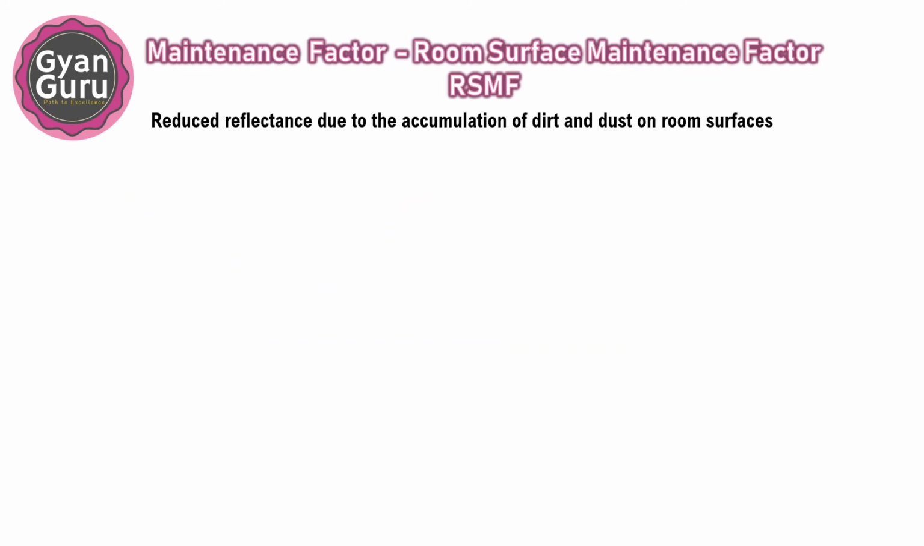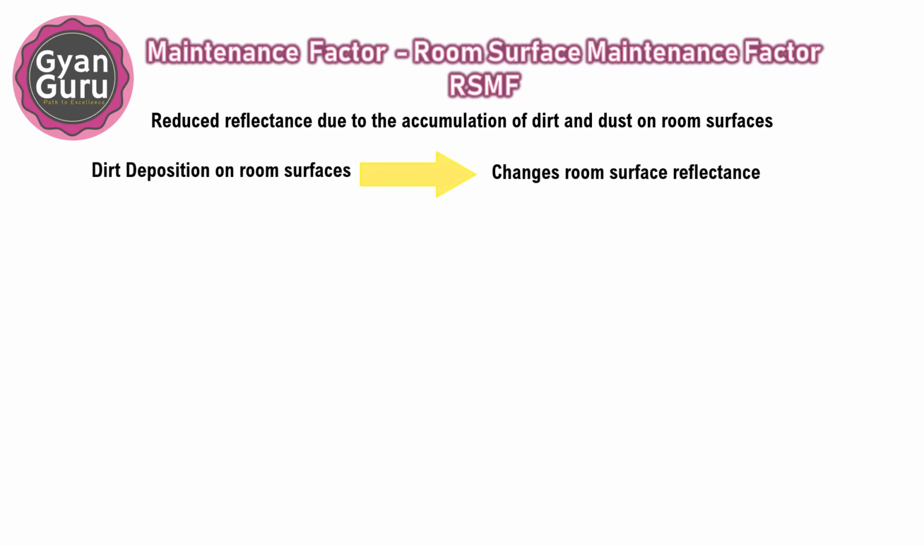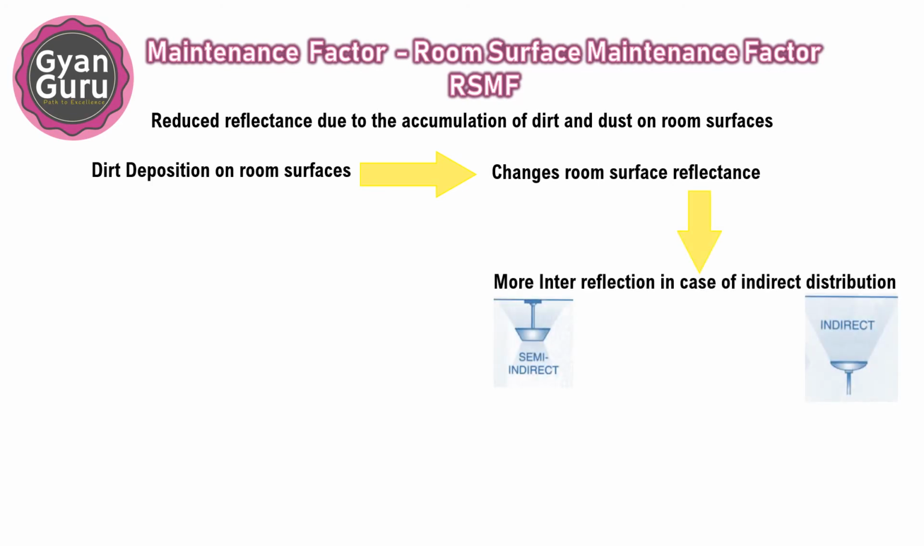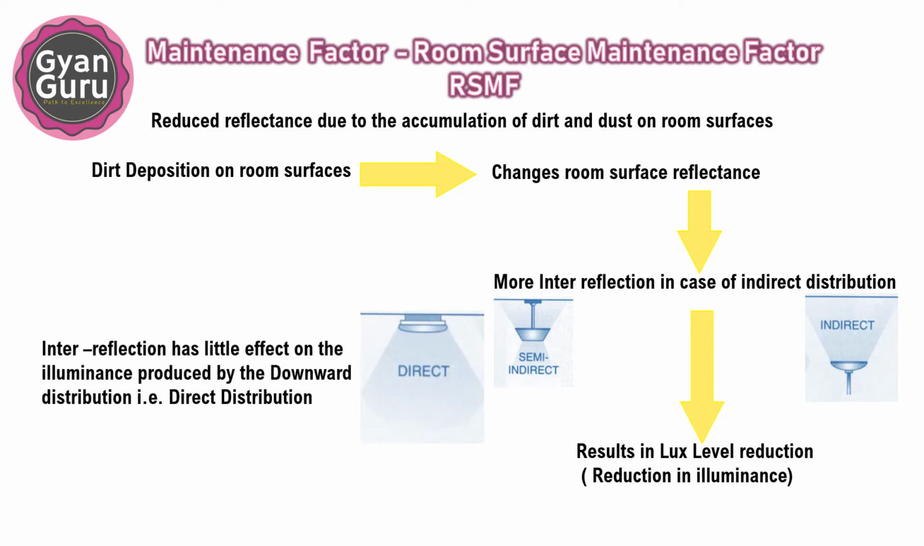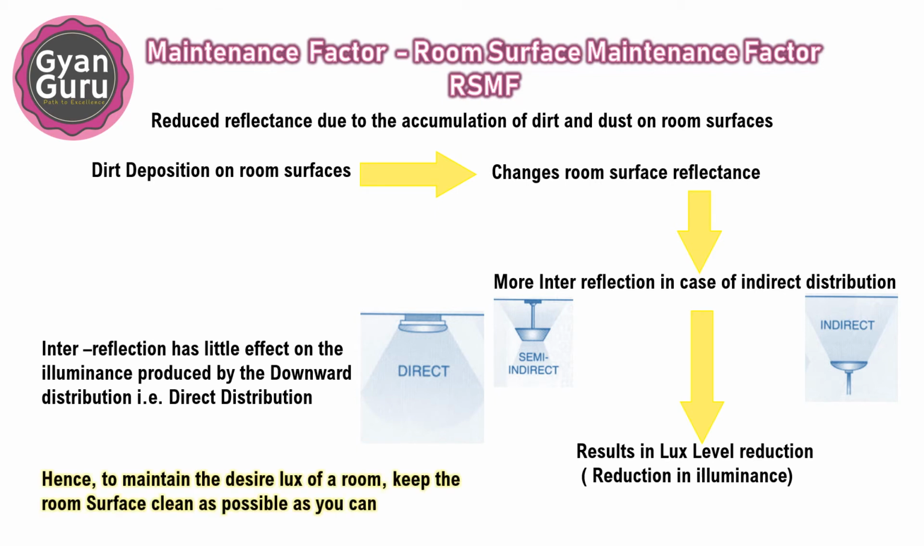Now let's understand room surface reflectance factor. More dirt on the wall changes the wall reflectance properties. Interreflection is closely related to the distribution of light from the luminaire and the room index. More interreflection in the case of indirect distribution results in lux level reduction. Interreflection has little effect on the illuminance produced by the downward or direct distribution. Hence, to maintain the desired lux of a room, keep the room surfaces as clean as you can.